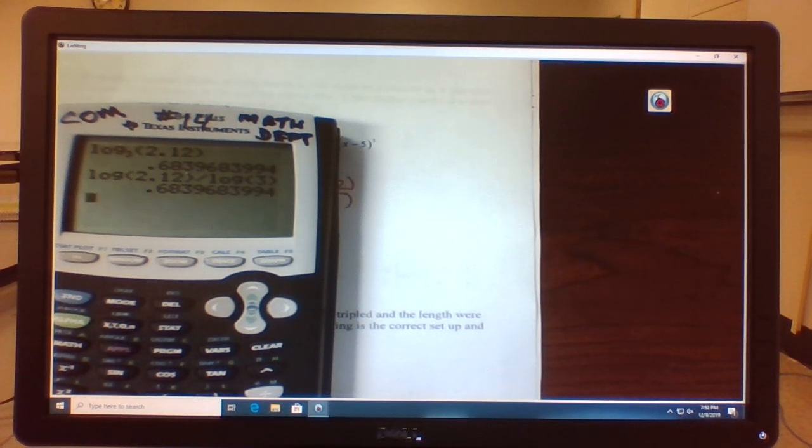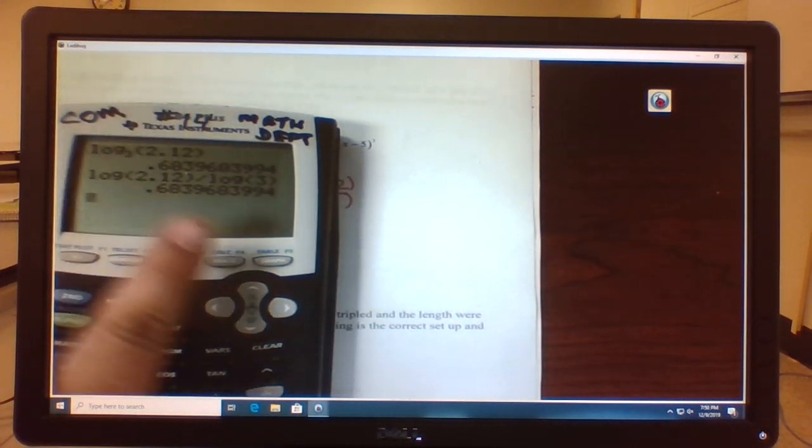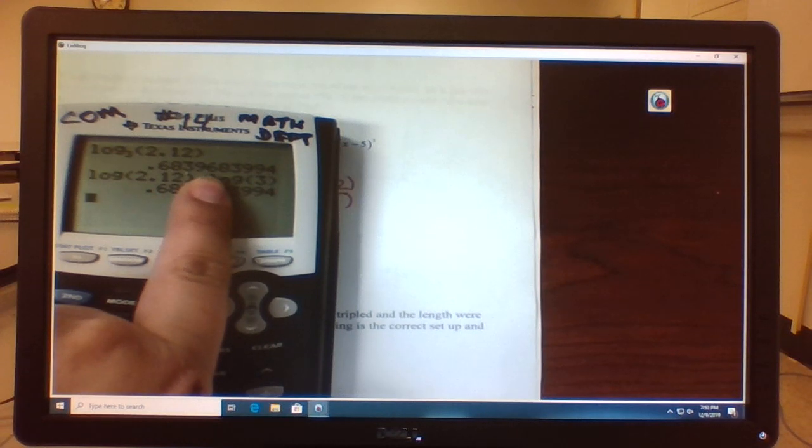Next. And so the answer is 0.684. So you still need the decimal because it says round to 3 decimal places.